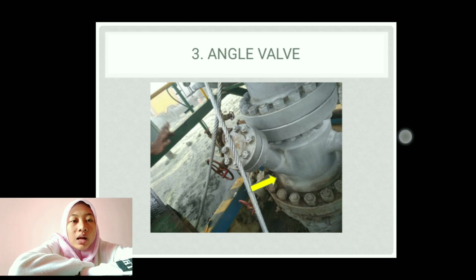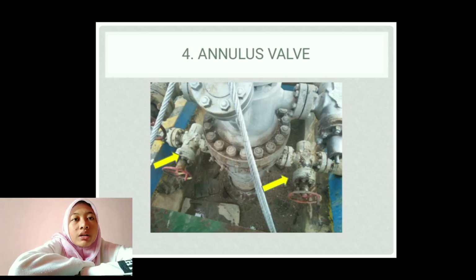Number 4, annulus valve. The annulus valve serves as an indicator of a leak in the cement layer, and at the same time to see whether the cementing process is good or not, whether cracks occur or not.